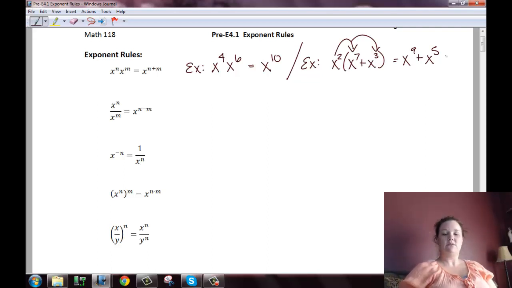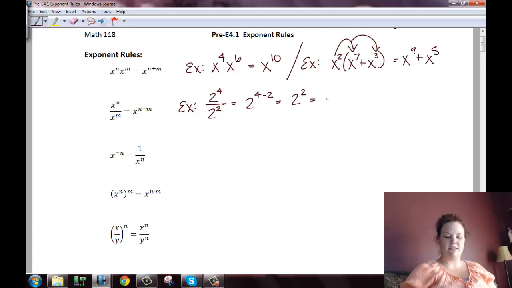Okay. The next one is kind of an extension of that. If we're dividing, then we subtract the exponents. So for example, if I had 2 to the 4th power over 2 squared, okay, I could just write this as 2 to the 4 minus 2, which is 2 squared. Okay, which then we would go ahead and simplify and say this is 4.